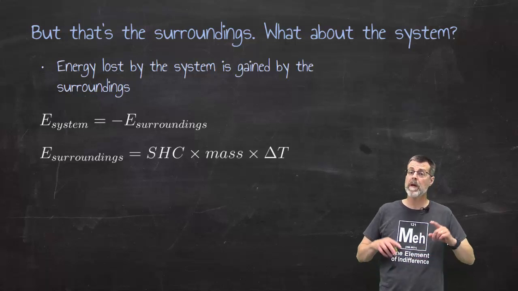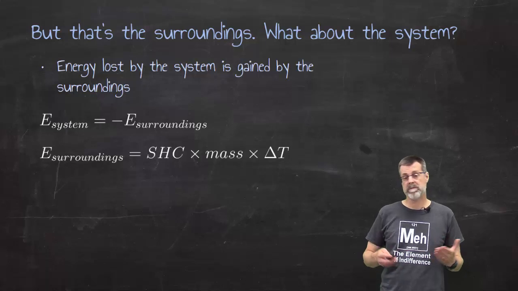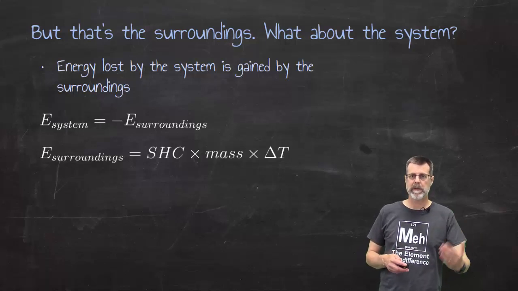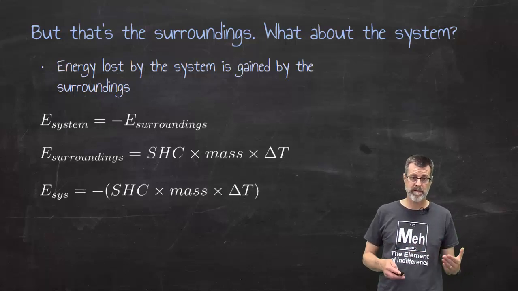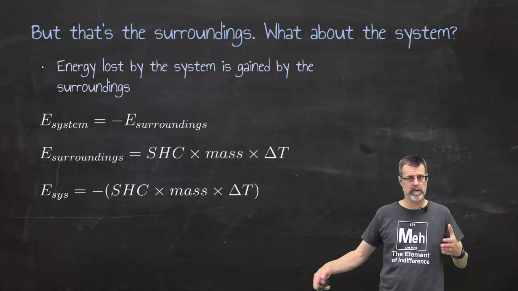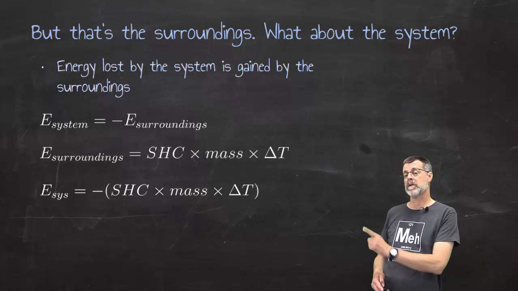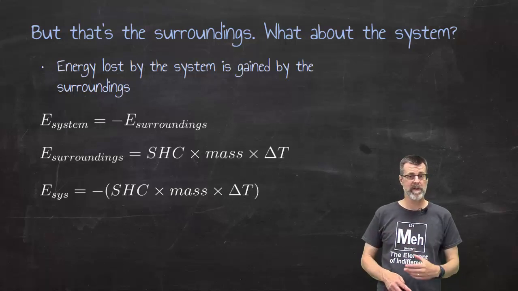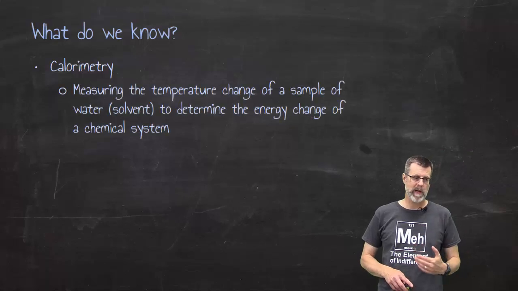So don't get too committed to that form of it, because we're going to modify it in a few minutes. And then what I know about the surroundings, if it's water or anything really, is specific heat capacity times mass times the change in temperature. So I'm going to eventually use this form where the energy of the system is taking the energy of the surroundings, specific heat capacity times mass times change in temperature, changing the sign. Again, don't get too committed to that because we're going to modify it slightly in a moment. Okay? That's what we know about calorimetry.